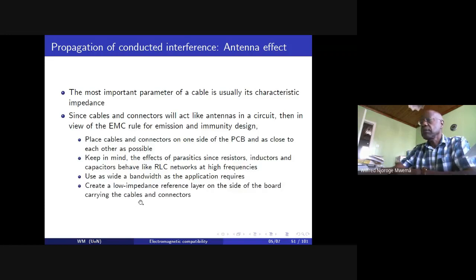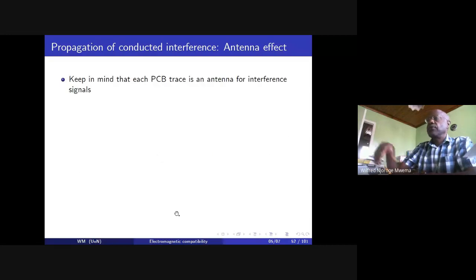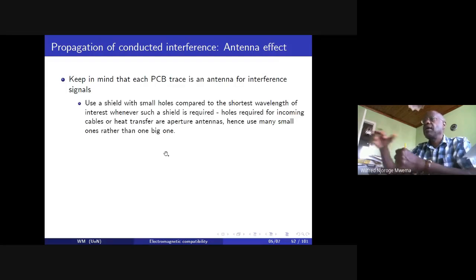So we create a low impedance reference layer on the side of the board that will be carrying the cables and the connectors. We keep in mind that each PCB trace is also an antenna for the interference signal, and therefore we have to use a shield. If we are going to make a shielding material, we have to make very small holes. Usually you need holes for putting in the cables, and you also need holes sometimes for letting the heat that is being generated by your circuit ebb out.